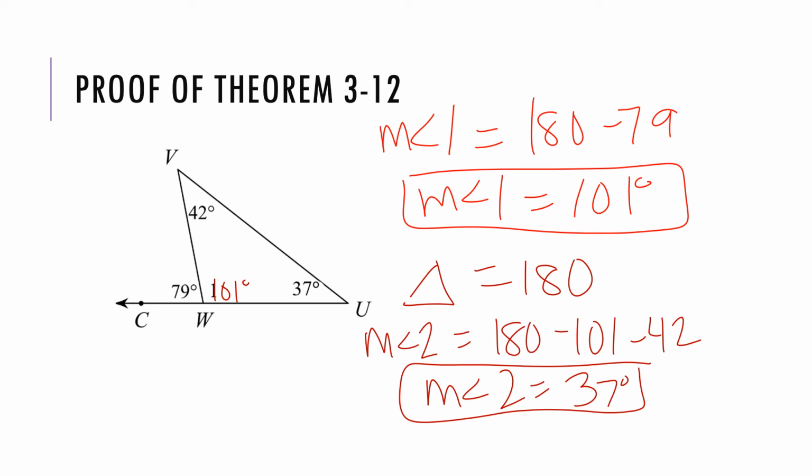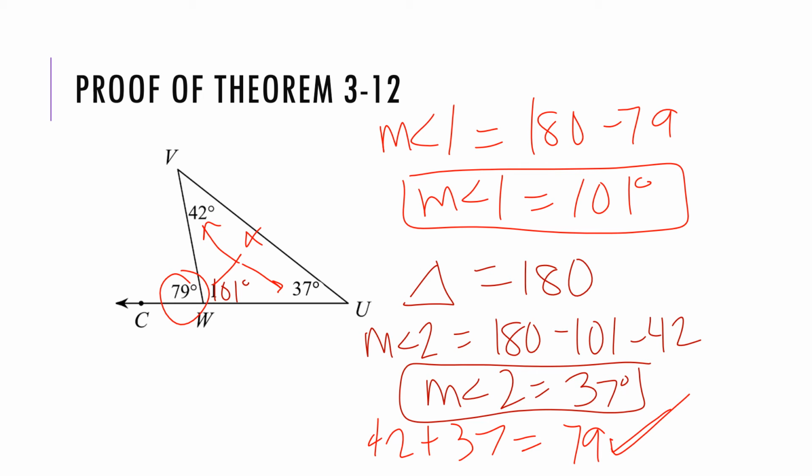which was there. Okay, so now I need to prove that this is the sum of these two here, which if I add 42 plus 37 together, I end up getting 79, and I'm just going to put a check mark there because that does prove that my two remote interior angles do add up to the exterior angle.